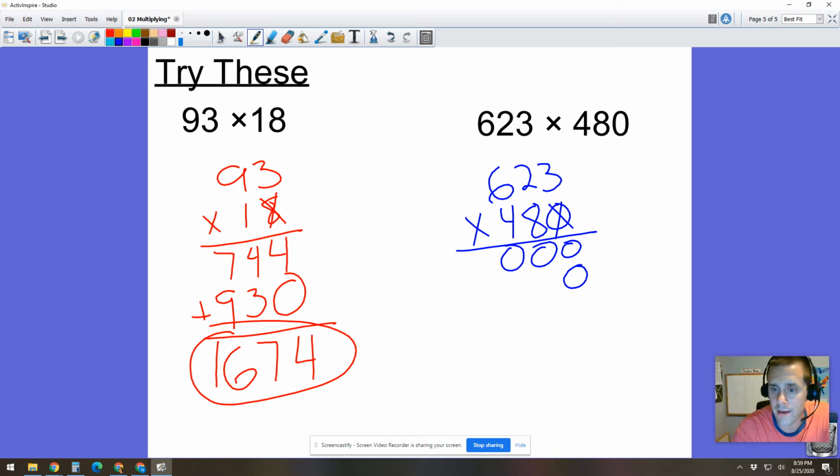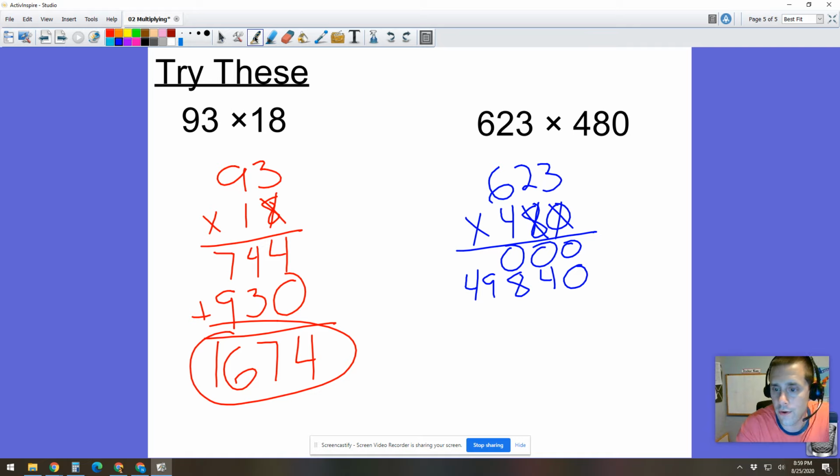Now we multiply everything by the 8. 8 times 3 is 24. Write the 4, carry the 2. 8 times 2 is 16, plus 2 more is 18. Carry the 1. 6 times 8 is 48, plus 1 is 49. That is it for the 8. I'm crossing it out. I am done. I'm going to erase the digits I carried so they're out of my way.